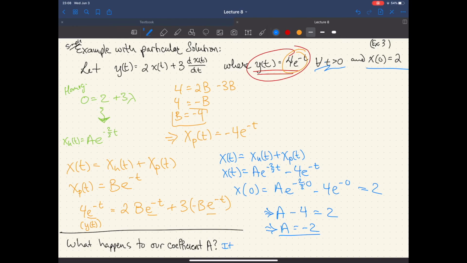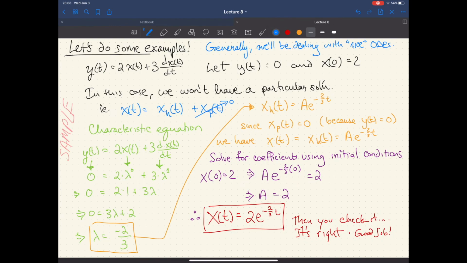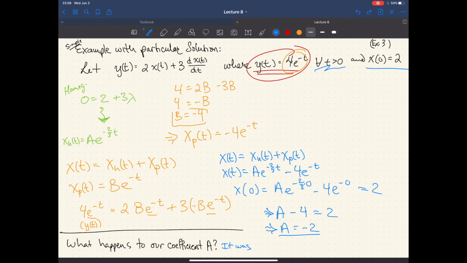Well, what was it before? Oh, shoot, it was 2 last time. Oh, we must have made a mistake. No, we didn't. It was forced to change. I wonder what forced it to change. It's the forcing function. The forcing function forced it to change. That's why we kind of call it the forcing function. There's other reasons too, but yeah.